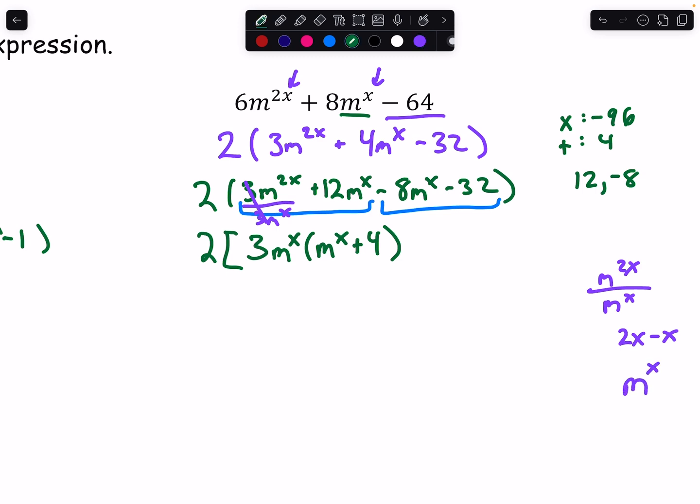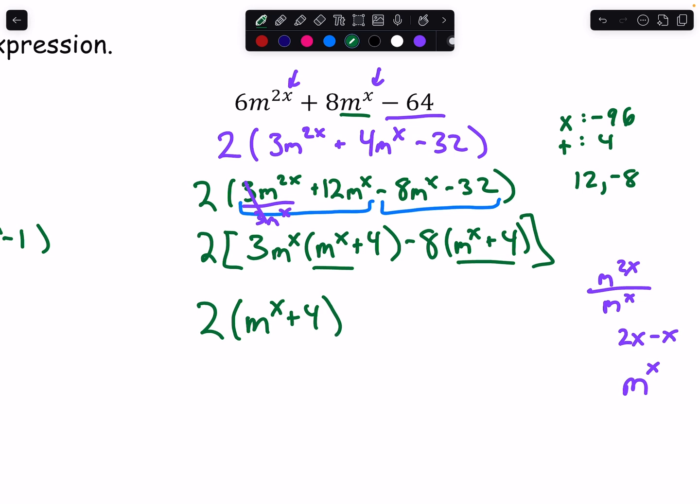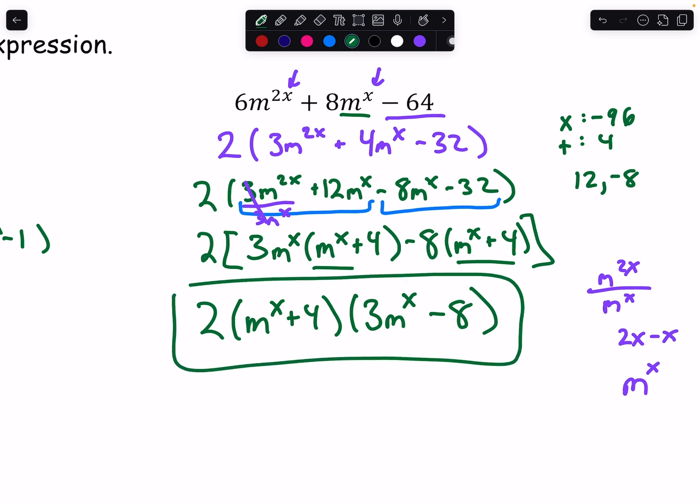But let's get back to our problem. So then we would take out our GCF of 8. That'd be m to the x plus 4. Look at that. We have that same term right there. So we can factor that out. Make sure that GCF is out in front. We got m to the x plus 4. And what's left over is 3m to the x minus 8. No difference of two perfect squares there. That's our answer.